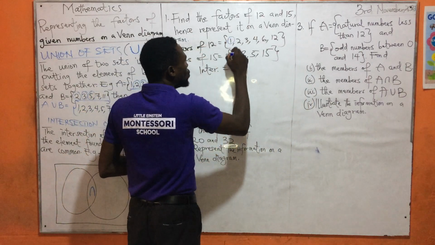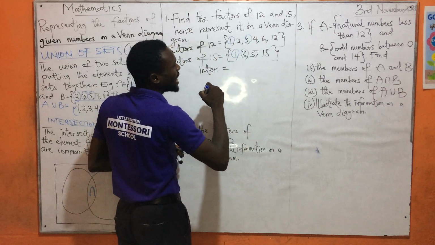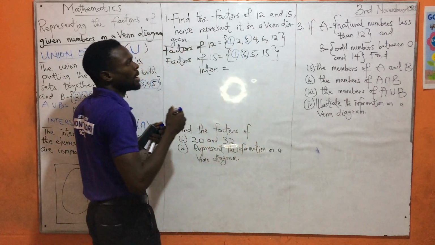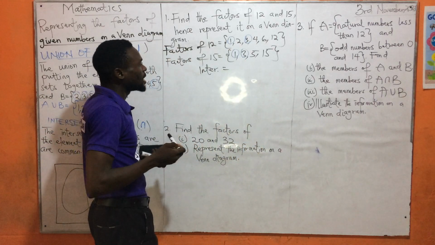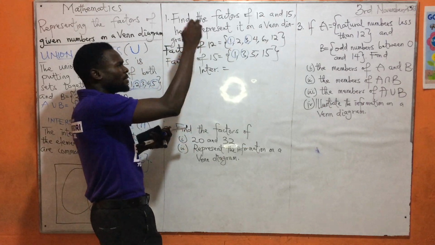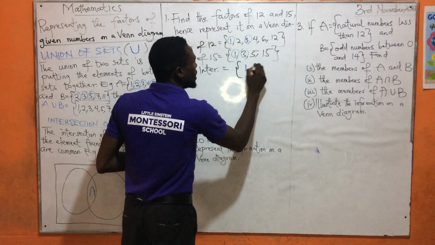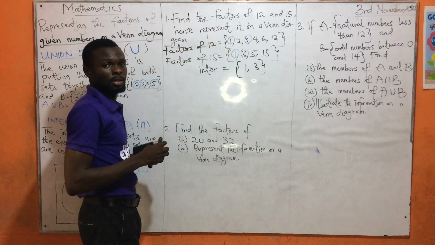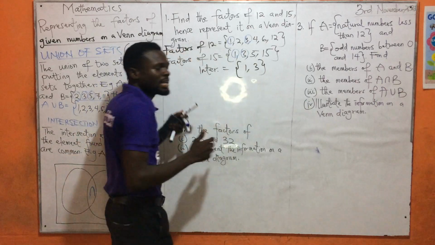So let's try to circle them. We have 1, 1. We have 3, 3. And is there any other number? There is no other number. So since there are no other numbers, then it means that the intersection of the factors of 12 and 15 are 1 and 3.